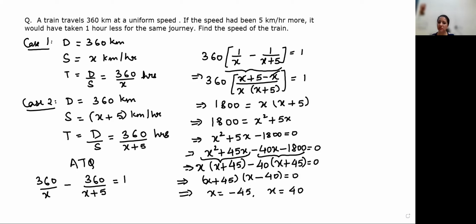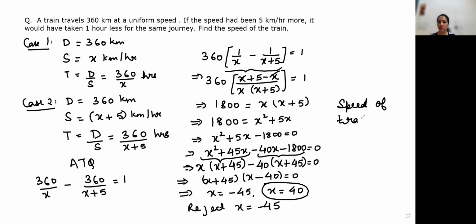Now, if I take x as minus 45, I took my speed of the train as x. So if I take the speed of the train as minus 45, it would not be correct. It's not possible for a train to have negative speed. So we are going to reject x equal to minus 45. Now, finally, we are left with x equal to 40. Thus, the speed of the train is 40 km per hour. So we can just write the concluding statement here. Speed of train, which we took as x kilometer per hour, is 40 km per hour. So the original speed of the train is 40 km per hour.